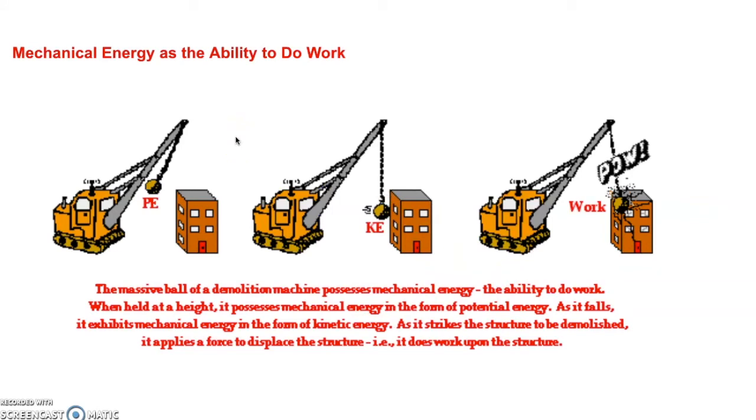So let's look at one of these demolition machines with a wrecking ball. And the wrecking ball has potential energy. As the wrecking ball releases, potential energy as it drops is converted into kinetic energy. So potential converted into kinetic. That kinetic energy hits the building. Remember, work is force times distance. So here it takes that energy and applies a force, or is doing work, to the building. And then the building, of course, gets demolished. So mechanical energy can be converted into work.